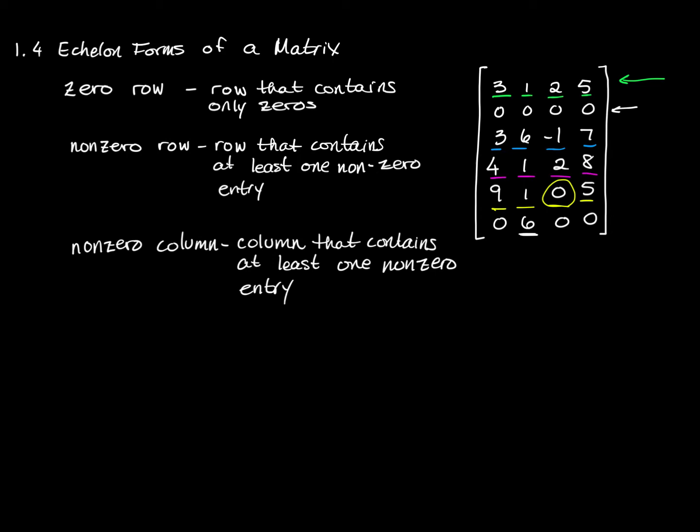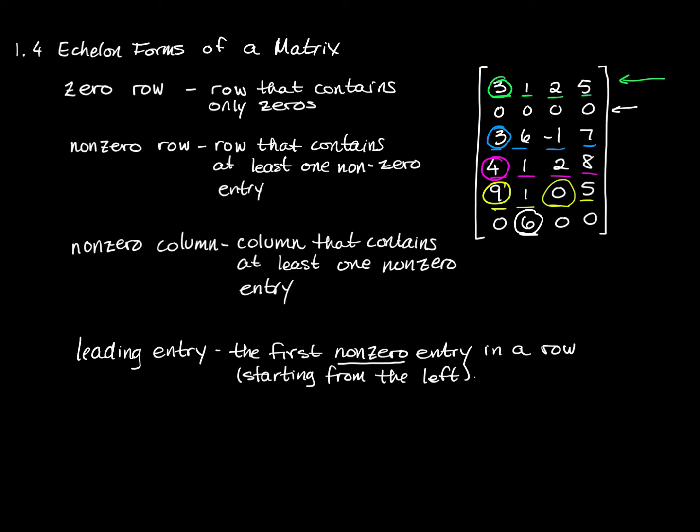Now, one more term here, the leading entry of a row is just the first number in that row that's not 0. Okay, so the leading entry in row 1 is 3. The leading entry in row 3 is also 3, coincidentally. In row 4, it's 4. In row 5, it's 9. In row 6, the leading entry is 6 because there's a 0 in front of it, right? So the leading entry in row 6 is the number 6. Again, that's a coincidence.